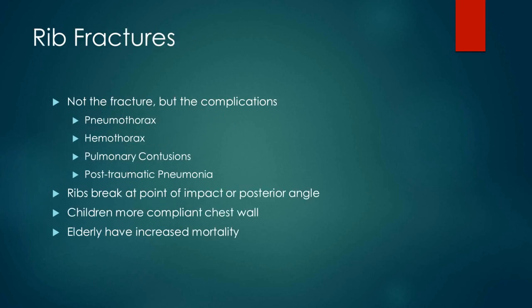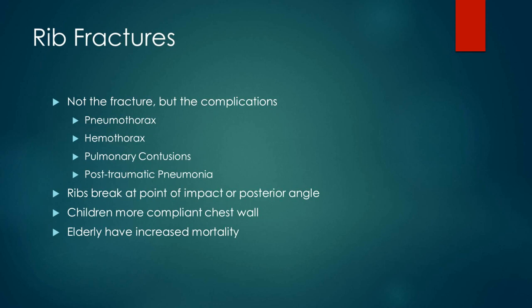So, rib fractures. Rib fractures are not fatal on their own, but it's the complications that come from rib fractures that can be fatal. They can cause pneumothorax, hemothorax, significant pulmonary contusions, and they have significant risk for post-traumatic pneumonia just due to inability to take deep breaths and anatomic splinting. So they can get atelectasis and pneumonia, which can cause long-term morbidity and mortality.